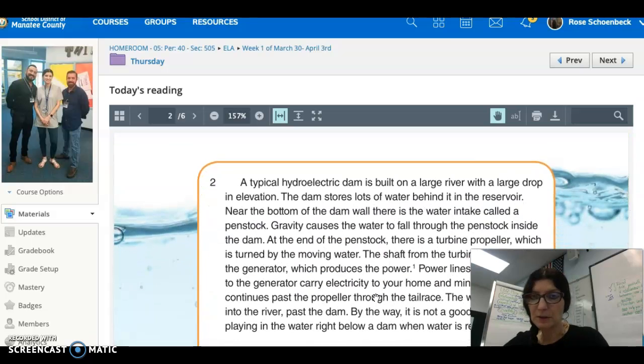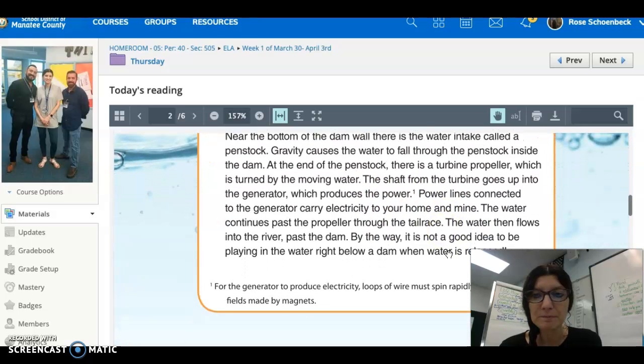A typical hydroelectric dam is built on a large river with a large drop in elevation. The dam stores lots of water behind it in this reservoir, and that is that big lake area. Near the bottom of the dam wall, there's a water intake called a penstock. Gravity causes the water to fall through the penstock inside the dam. At the end of the penstock, there is a turbine propeller, which is turned by the moving water. The shaft from the turbine goes up into the generator, which produces power.